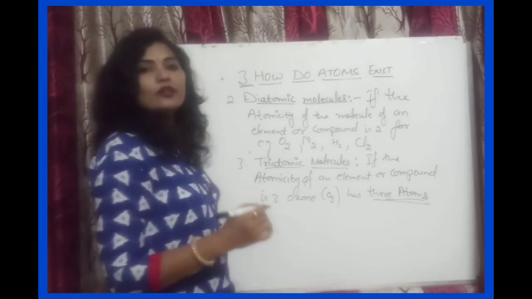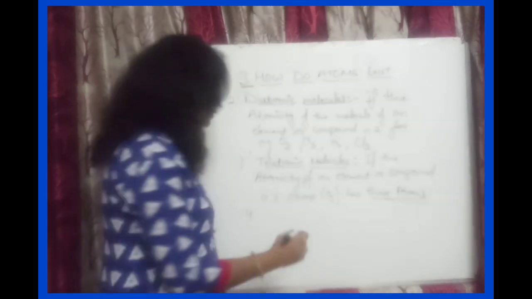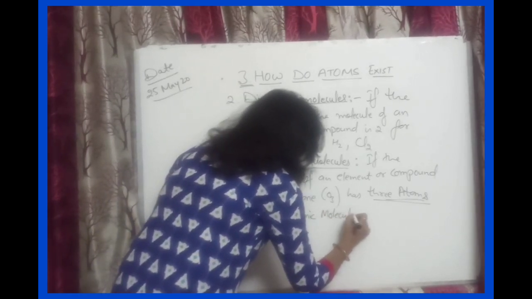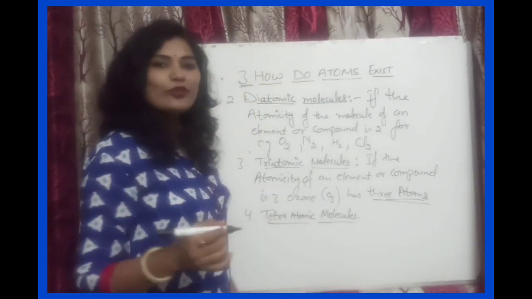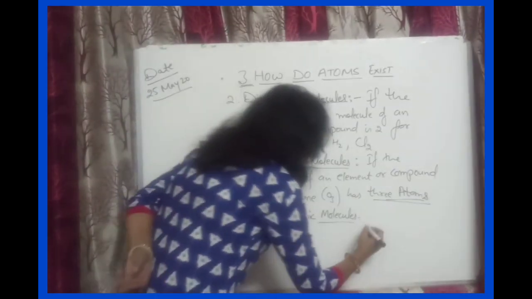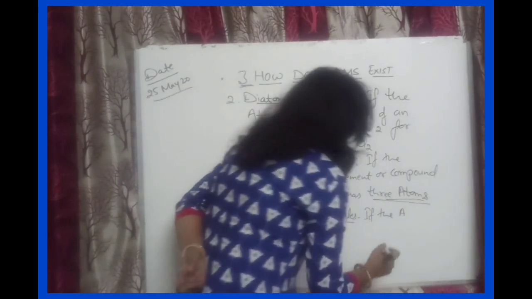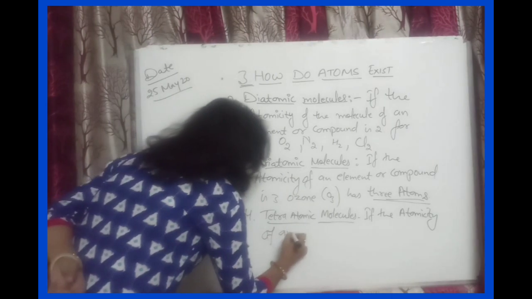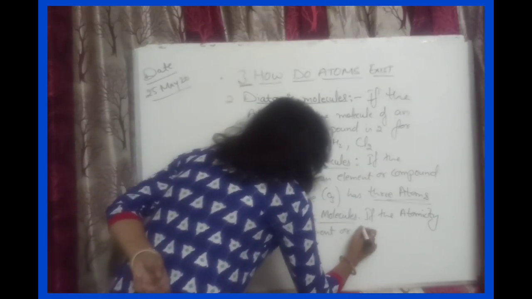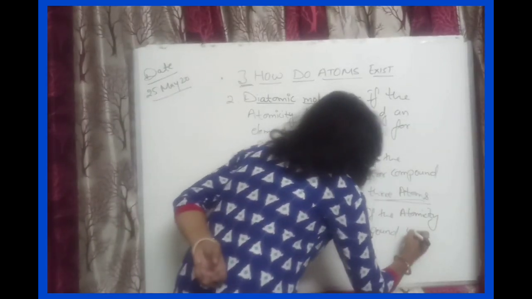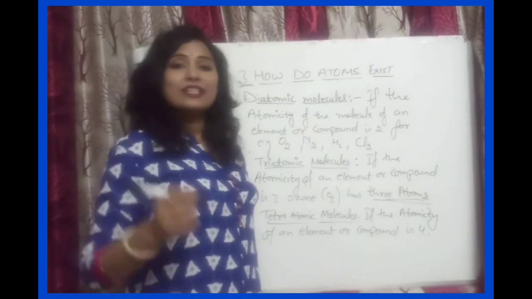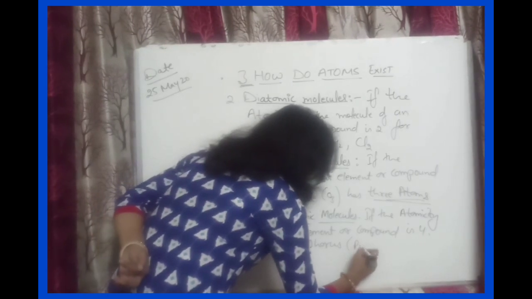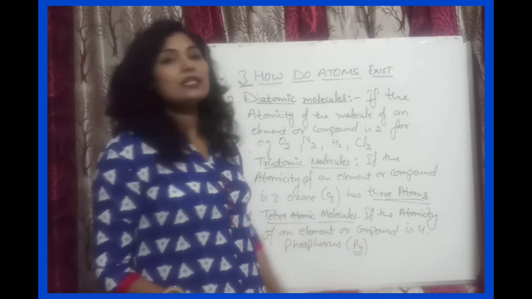Now the next, fourth, is the tetraatomic molecule. Tetra means 4. Tetraatomic molecule means the atomicity of the molecule of an element is 4. So we can write, if the atomicity of an element or compound is 4, then it is said to be tetraatomic. Whose atomicity is 4? Phosphorus. Phosphorus atomicity is 4. It is written like that, P4. So atomicity is 4 here.